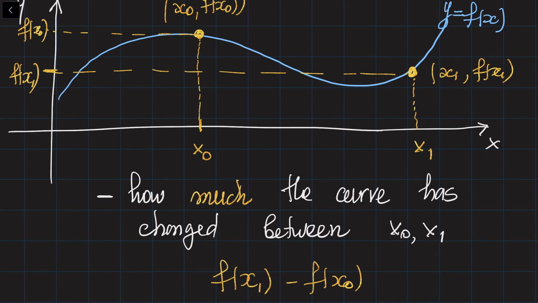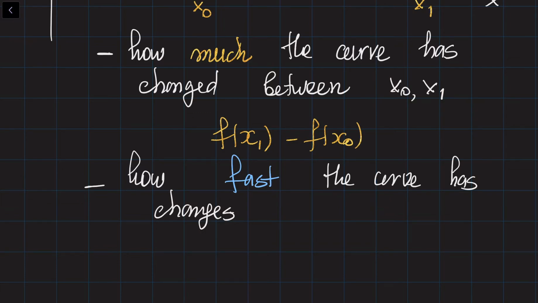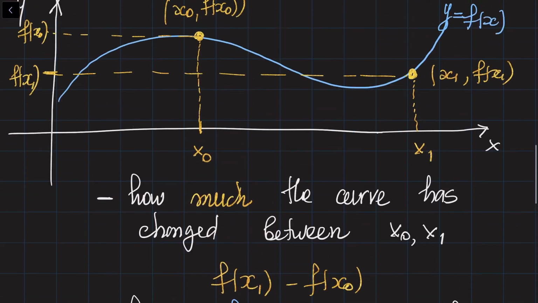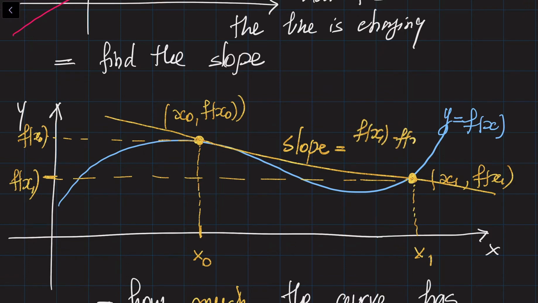Now, if I say, hey, how fast has this curve changed? What you're going to do is connect this with the slope of a line. So essentially, you're going to find a difference on the y-axis, and you're going to divide it by the difference on the x-axis. Okay? Geometrically, it's going to look like this. You connect these 2 points with some line, and by finding the slope of this line, it's going to tell you how fast your curve has changed between these 2 points. The slope is going to be f of x1 minus f of x0 divided by x1 minus x0. So this is how we are going to find the rate of change of the curve between these 2 points.